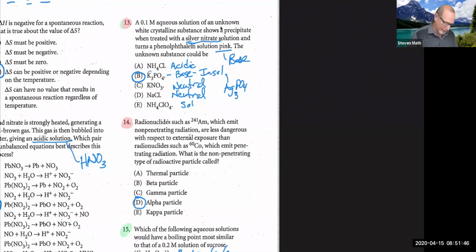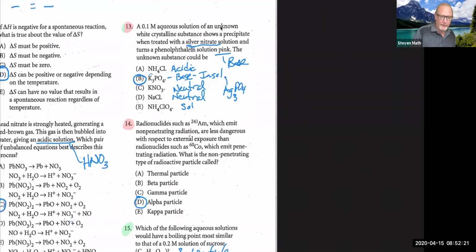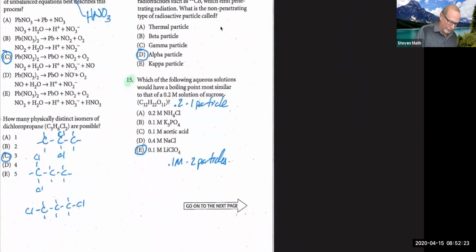But basically the key here is it uses the term, what is non-penetrating? Non-penetrating is alpha. Beta particles and gamma particles are penetrating. Thermal particles, I don't know what that is. Kappa particles, it sounds like a fraternity or a sorority. Not a chemistry thing. So your best bet, non-ionizing radiation, alpha radiation. You could block alpha radiation with a piece of paper. Very simple. Okay. 15 is a green question.